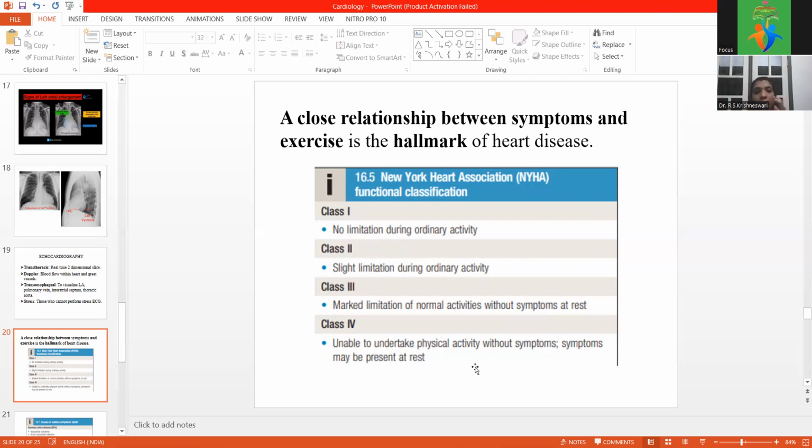So class 4 is symptoms at rest, class 3 is marked limitation, class 2 is slight limitation, and class 1 is no limitation. You understand? And the important statement, I repeat, please take a note of this: a close relationship between symptoms and exertion is the hallmark of heart disease.